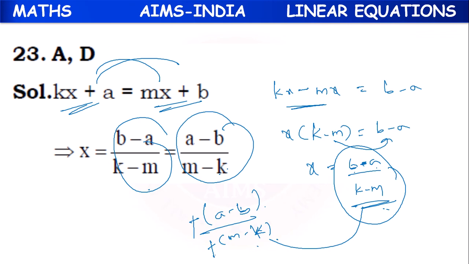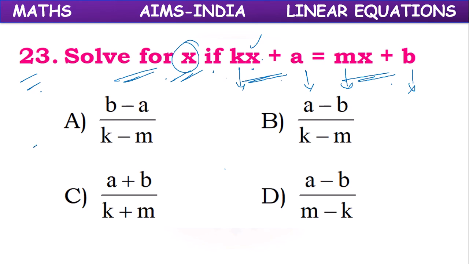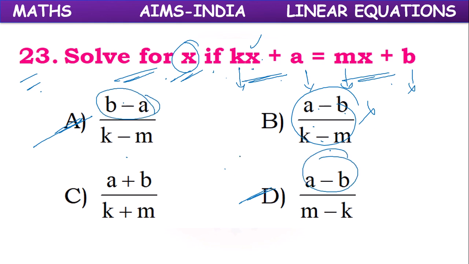So both a and d are correct here. So here this is a minus b by k minus m. This is wrong, children. b minus a by k minus m, if we interchange b minus a, we will get a minus b, k minus m, we will get m minus k. So a and d options are correct.